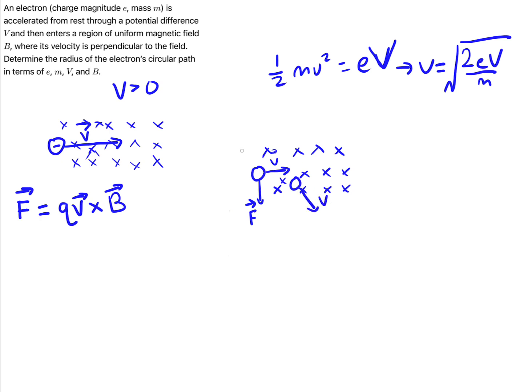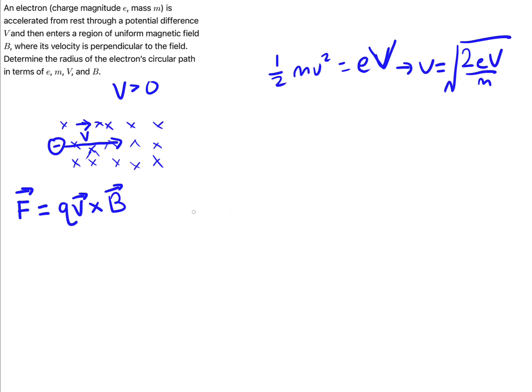And again, if we repeat this, we will find that the force points inward, and this force always points radially in, perpendicular to the velocity. And this is what constrains the electron to be moving in a circular path. And we want to find the radius of this path.